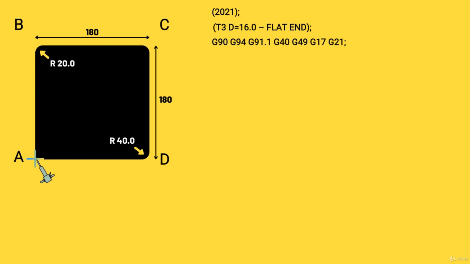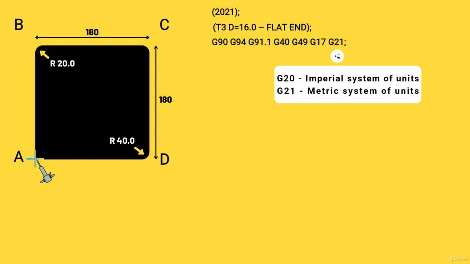Now if you are choosing dimensions to be in the metric system, you have to write G21. And if you are working with the imperial system, you have to write G20 here. For this particular exercise, we are going to use the metric system and hence we will write G21.